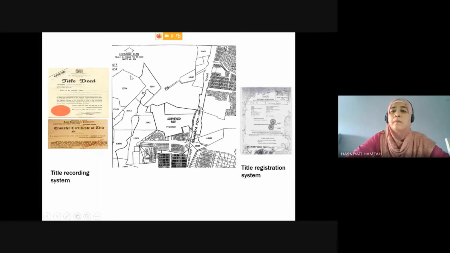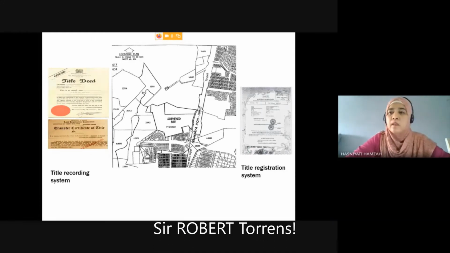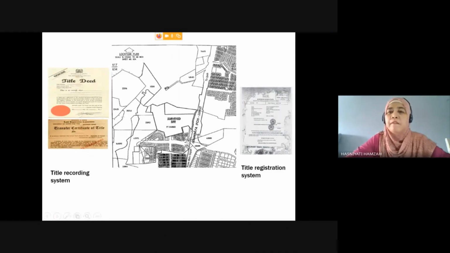Now, this slide shows you the difference between the title recording system and the title registration system. On the left hand side is the English deed system. On the right hand side is what we have in Malaysia and in most countries that implement the Torrens system. Again, we have to thank Sir Robert Torrens from Australia for his brilliant idea to simplify the process of land registration, to come up with this thing called the land title, whereby the title is everything. Once the name of the proprietor is on the title, you cannot challenge his title.